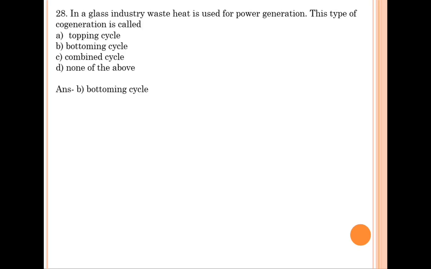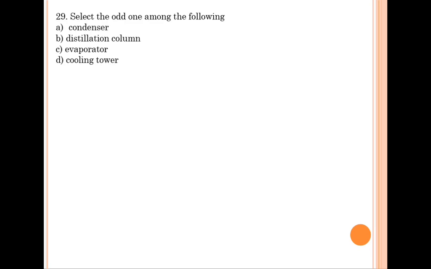In a glass industry, waste heat is used for power generation. This type of cogeneration is called, the answer is bottoming cycle here, because in the earlier chapter I have already discussed what is topping cycle, what is combined cycle, what is bottoming cycle. So when the waste heat is directly used for power generation, the cycle is known as bottoming cycle. So answer B is the right answer here.